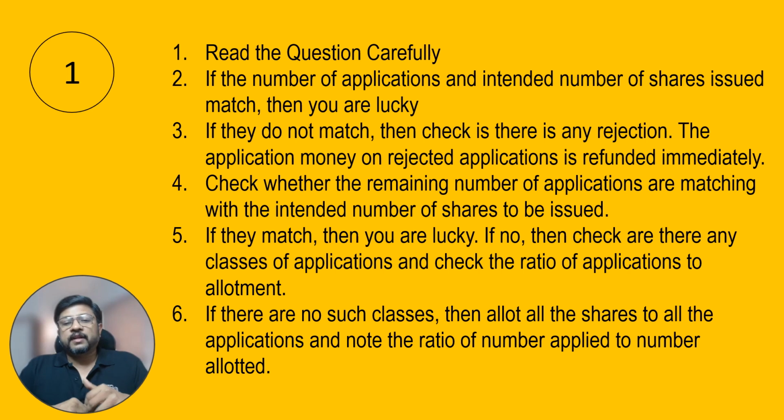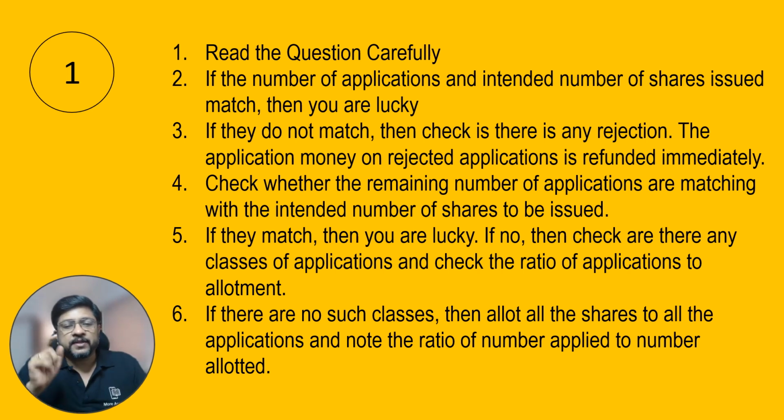Then check the remaining number of applications. Let us say the company wanted to issue 1 lakh shares and applications were received for 1,50,000 shares, and the problem tells me that 10,000 applications are rejected. That means accepted applications must be 1,40,000, whereas the company still wanted to issue only 1 lakh shares. It is impossible for the company to issue more shares than what was mentioned in the prospectus. So it's obvious that the company cannot issue more than 1 lakh shares. That means now 1,40,000 are required to be matched with 1 lakh.